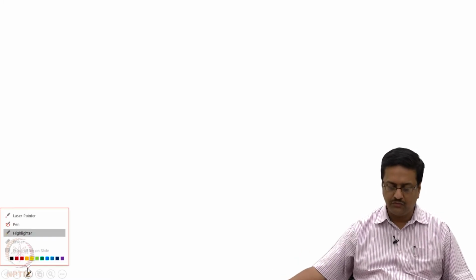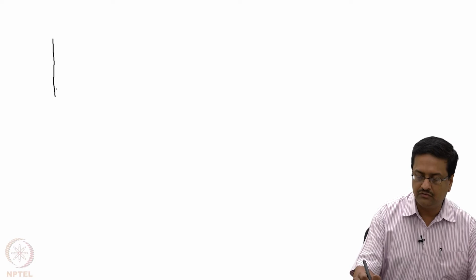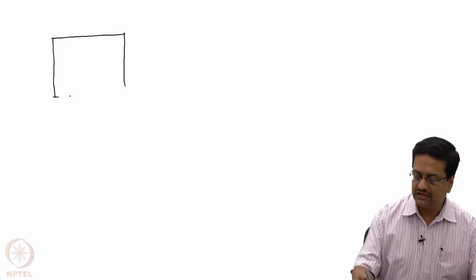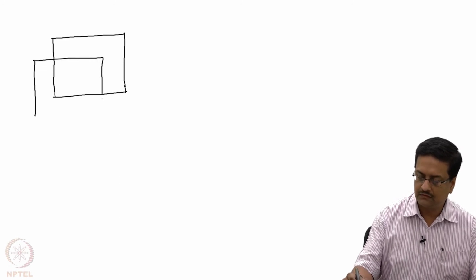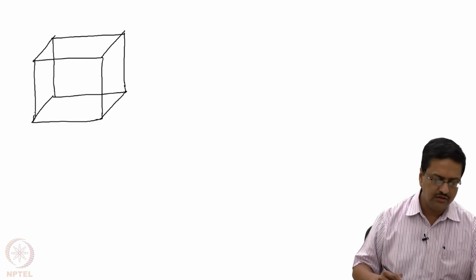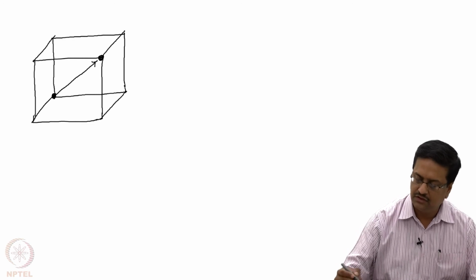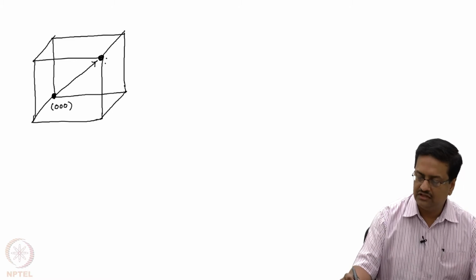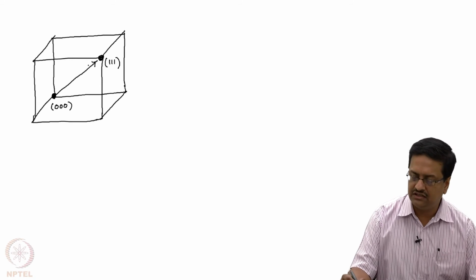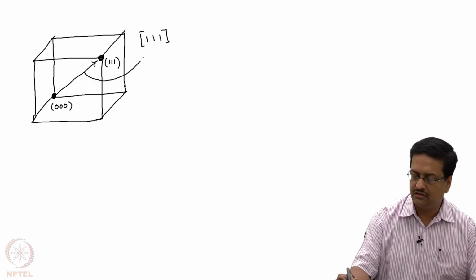Now let us do a few more, because I would like you to learn this and do it yourself, and we should do it from scratch again, because there are some aspects which I would like you to understand here. So, I am drawing a cube. And I want to know what is the direction from this corner to the other corner. This is a body diagonal. The starting point origin is 0, 0, 0. The ending point coordinate is 1, 1, 1. If you subtract the coordinates of base from the tip, you get 1, 1, 1. Hence, the direction that we have got has Miller indices [1 1 1].